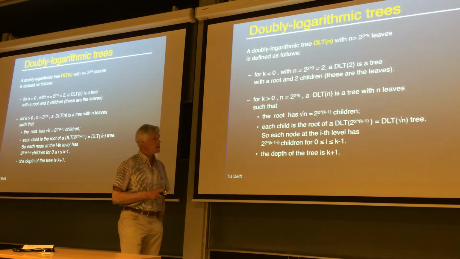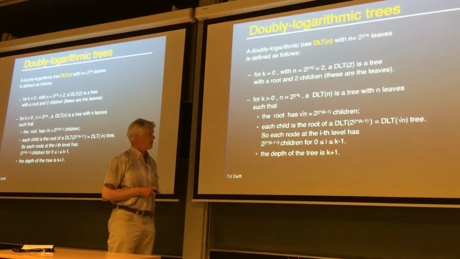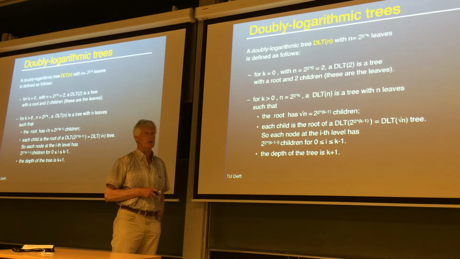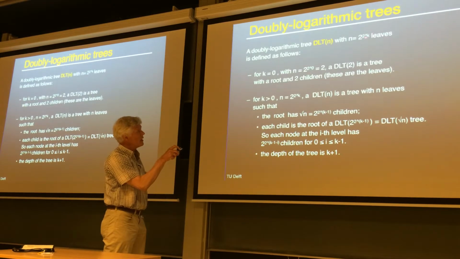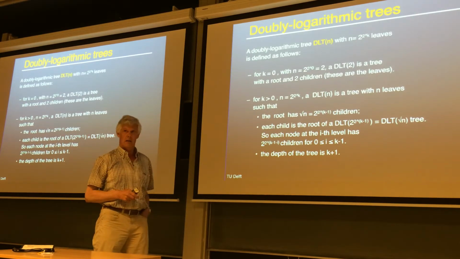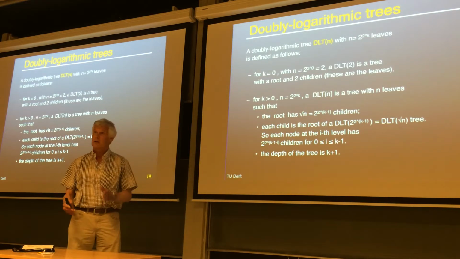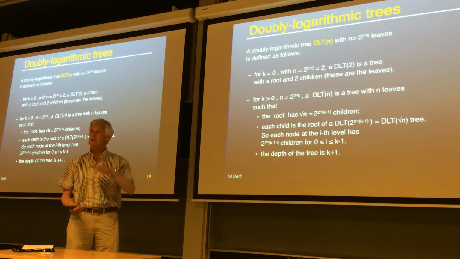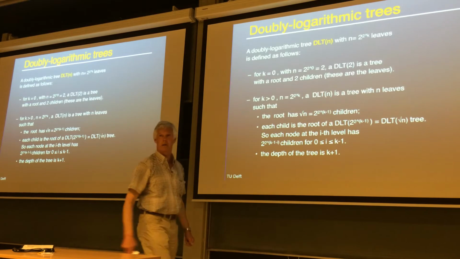It's very easy to see that then in total we have k plus 1 levels, and the depth of the tree equals k plus 1. And that's, of course, giving the name here. So if you have a doubly logarithmic tree, then you have to apply the log function twice to n to come up with the height of the tree. So the height of the tree equals log log n plus 1.